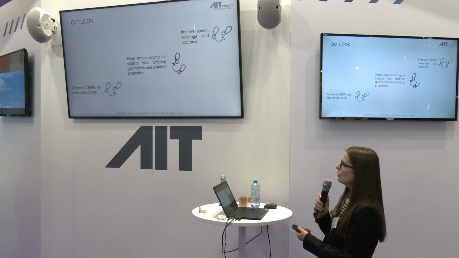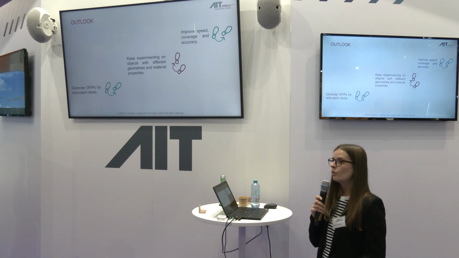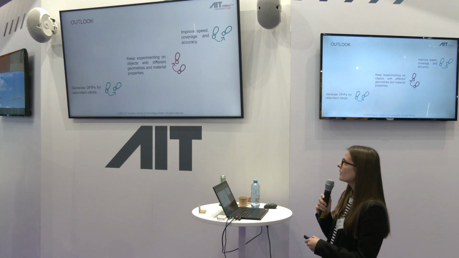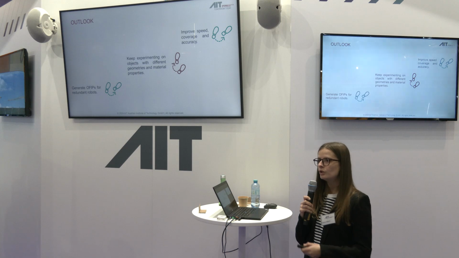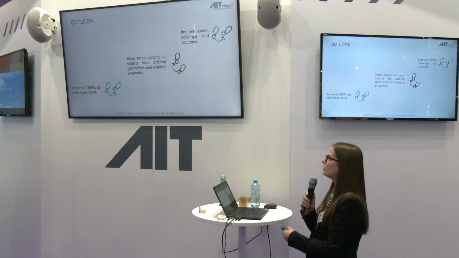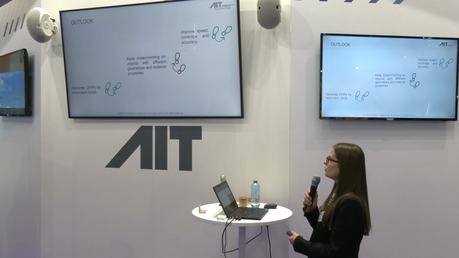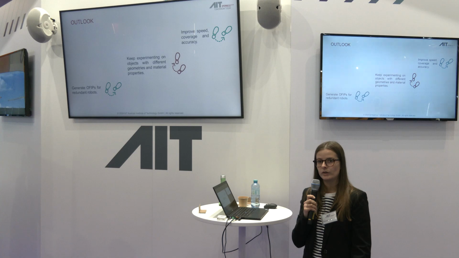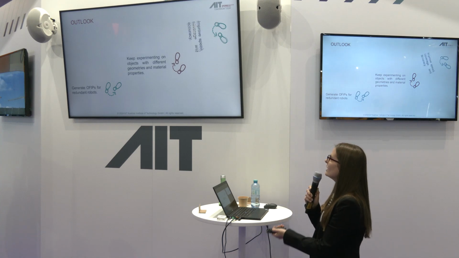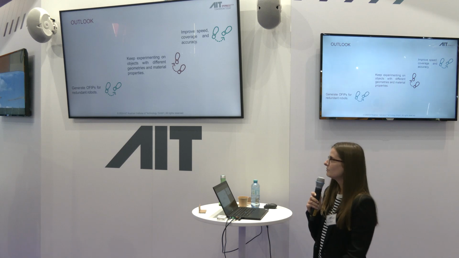So in the future, we would like to implement this solution for redundant robots. We are already able to implement it with a normal robot, like 6 degrees of freedom. It already works, but we would like to have, for example, 8 degrees of freedom or more. Of course, we want to keep experimenting on objects with different geometries and different material surfaces. And finally, we would like to improve speed, coverage, and accuracy.